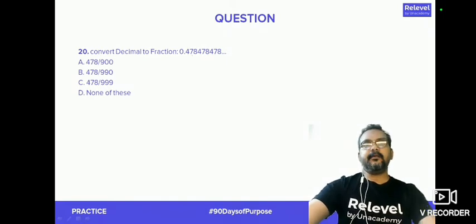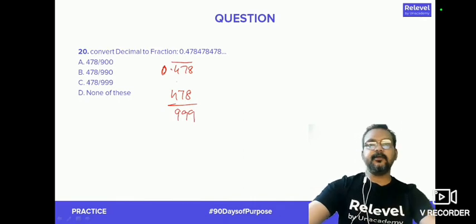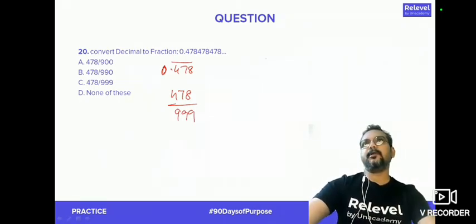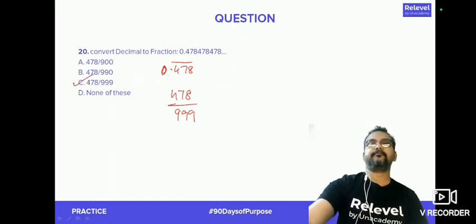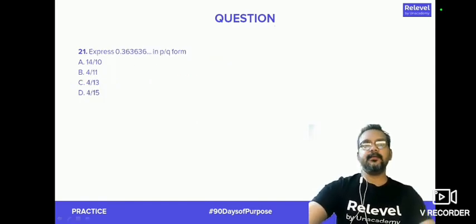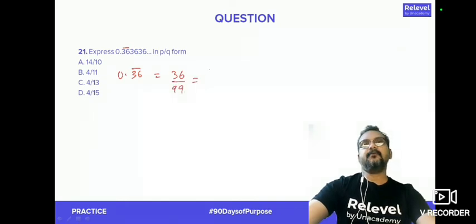Number 20. This is just 0.478 repeating. So these 3 digits repeat, starting with a 0. So 3 digits repeating is simply 478 by 999. If there were 2 digits repeating with a 0 in the beginning, 0 point digits repeating, it would be the 2 digits by 99. A single digit repeating would be that digit by 9 and so on. So 478 by 999, option C. 21, again it's 0 point repeating 36. So 36 repeating. So clearly that's 36 by 99. 9 will cancel, so 4 over 11. So option B.